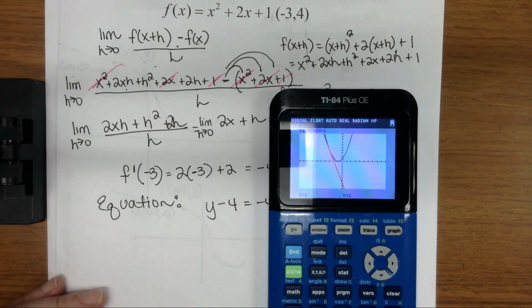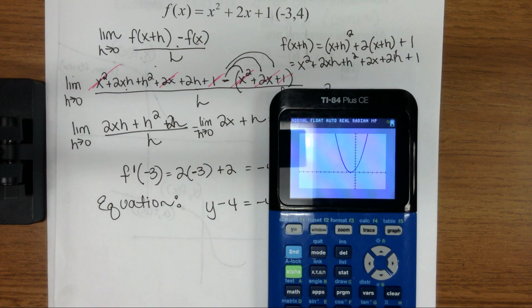What did I say it was? -3? Zoom in. I just zoomed in a little bit, okay? What do you guys think about that? Do you think you could do it? Let's try.